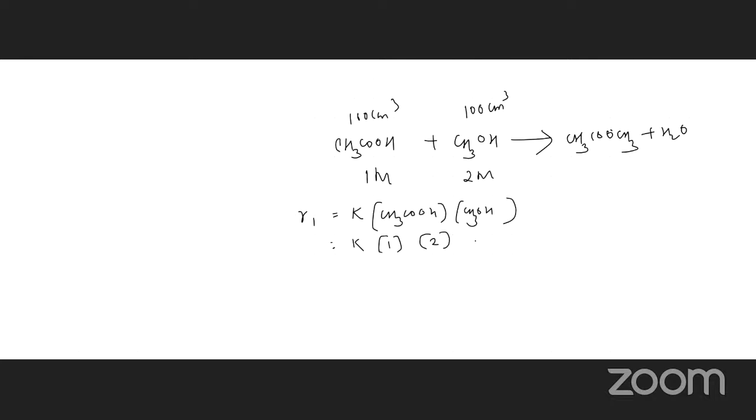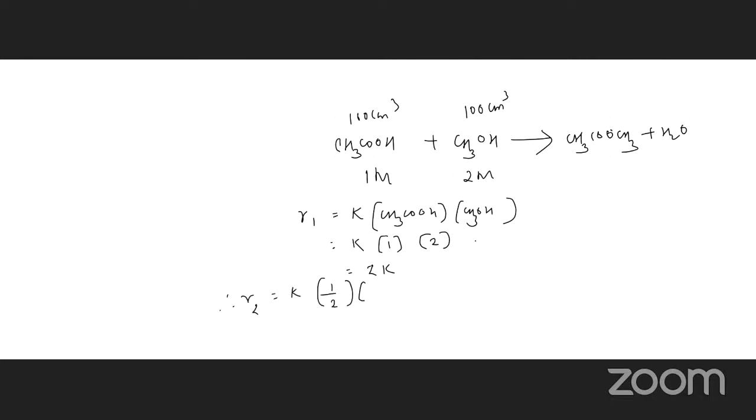Okay, it is 2K. So when the solution is diluted, what they have asked, when you dilute it, you have to reduce it to half, right? The change in the initial rate if each solution is diluted with equal volume of water. So when the solution is diluted with equal volume of water, what will happen to concentration? The concentration will reduce. So rate R2 will be equal to K into 1 by 2 and 2 by 2.